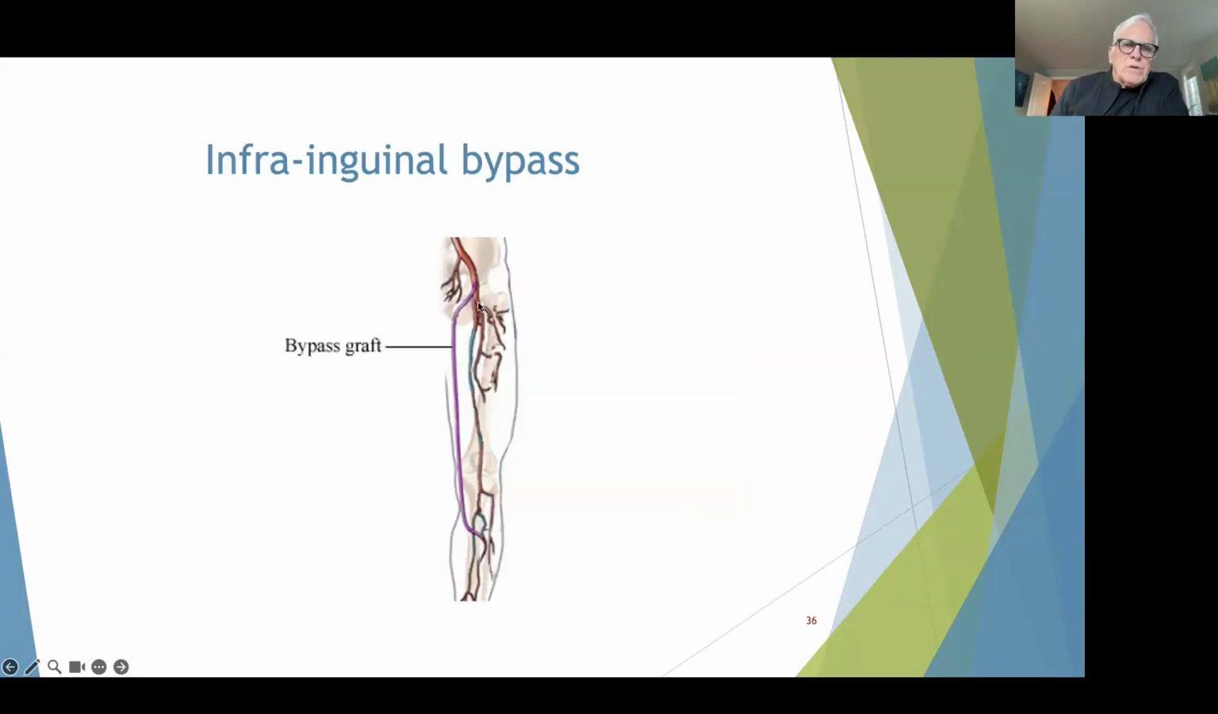And we do lots of bypasses below the knee. So they're often called infrainguinal bypasses, which means below the inguinal ligament. So the inguinal ligament runs from the anterior superior iliac spine to the pubic tubercle. So this is an example of a femorotibial bypass. So we're putting the graft, in this case a vein graft, onto the common femoral and taking it down onto, this is the peroneal artery, but we can put it onto the popliteal, above the knee, below the knee, anterior tibial, posterior tibial, peroneal.